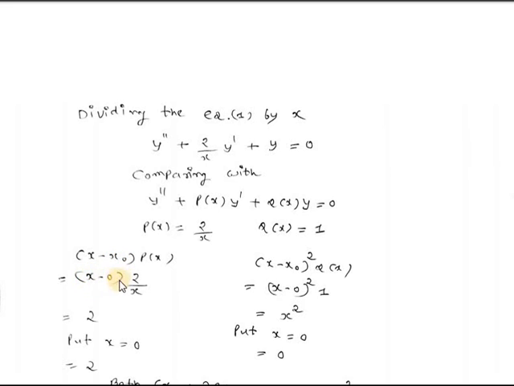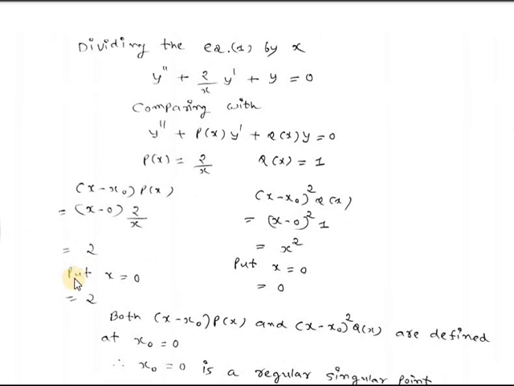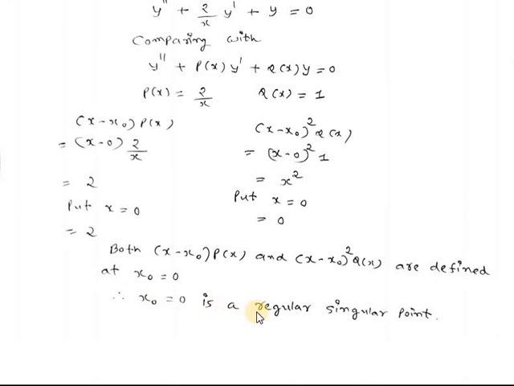So it will be (x − 0) into 2/x. If we simplify it, we get 2. But we are checking for the point x equal to 0, so putting x equal to 0 here, again we get 2. Here (x − 0)² into 1 will be x². Now put x equal to 0, we get 0. Both (x − x0)p(x) and (x − x0)² q(x) are defined at x0 equal to 0. Therefore x0 equal to 0 is a regular singular point.